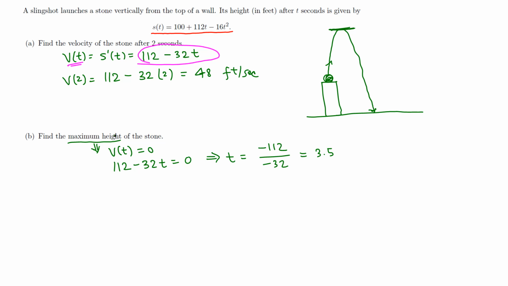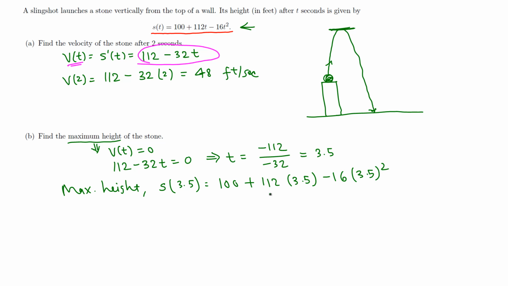And the maximum height itself: this is the height function, the given position function. Plug in t equals 3.5. So the max height is s(3.5), which is 100 plus 112 times 3.5 minus 16 times 3.5 squared. Use your calculator. It's going to be 296 feet.